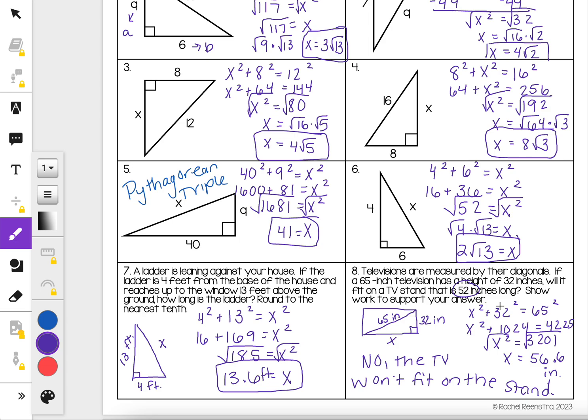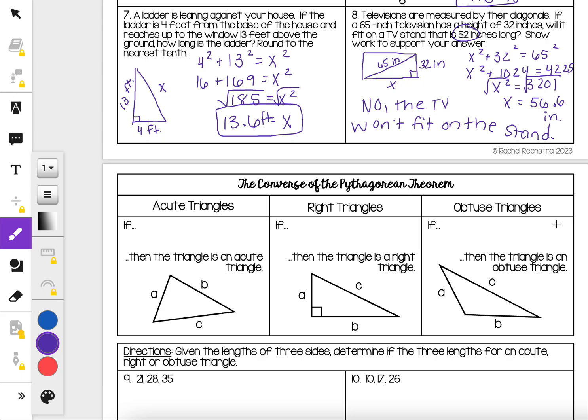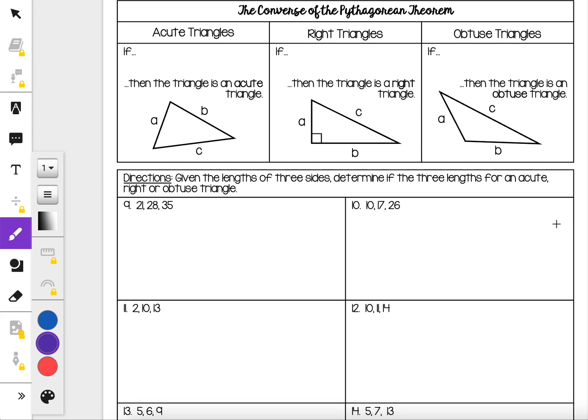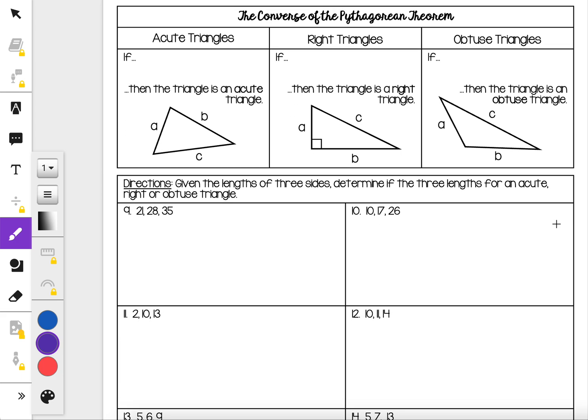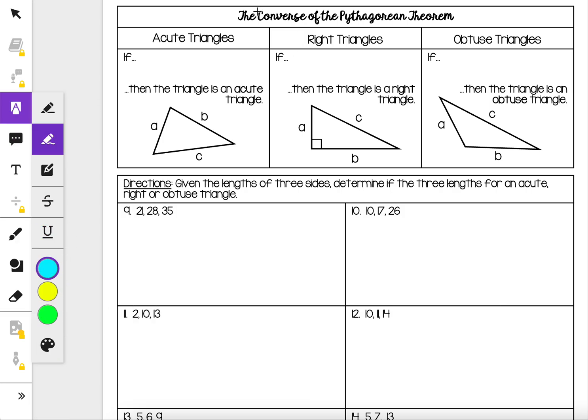Okay, now that is the Pythagorean theorem. Now let's talk about something called the converse of the Pythagorean theorem. So the converse of the Pythagorean theorem is a way to look at three sides of a triangle and determine if that triangle is right, acute, or obtuse. Okay, so this is called the converse of the Pythagorean theorem.